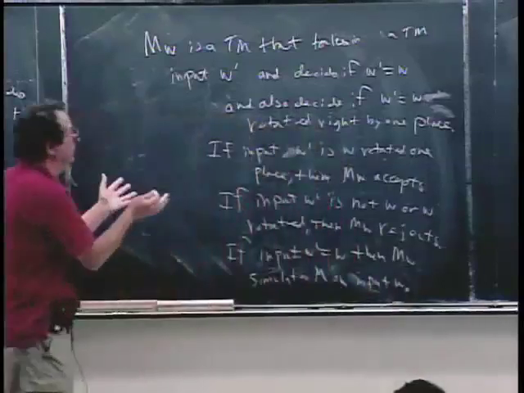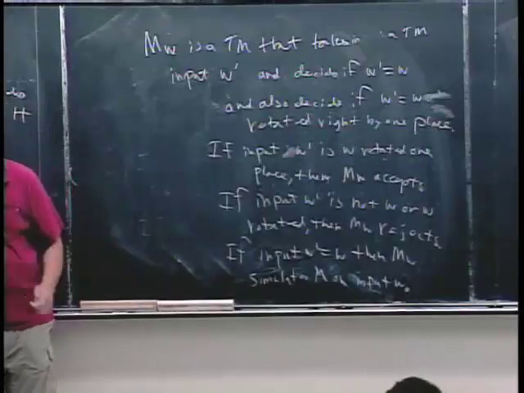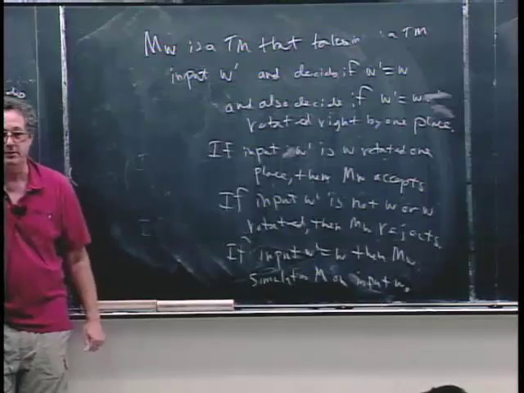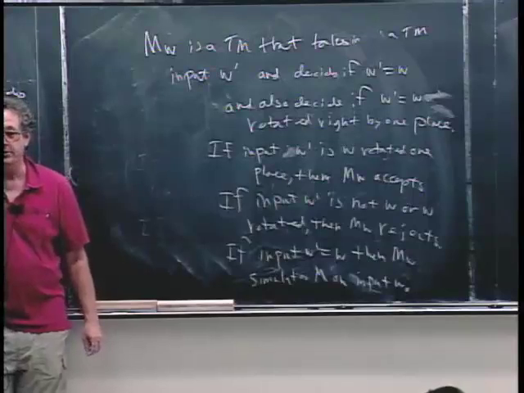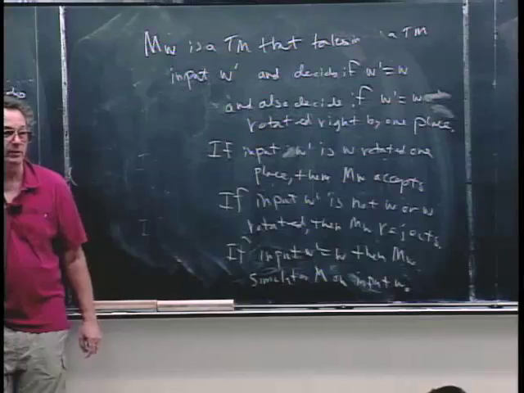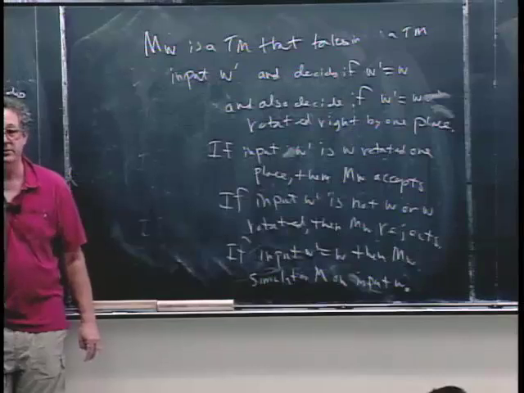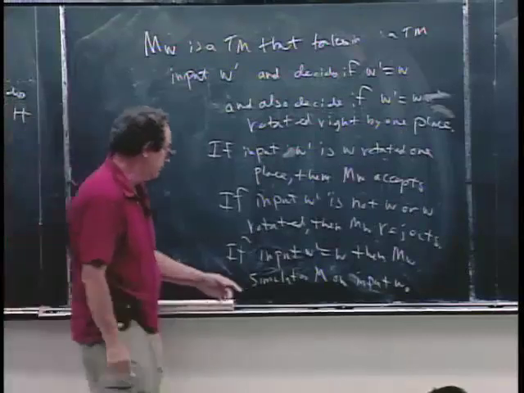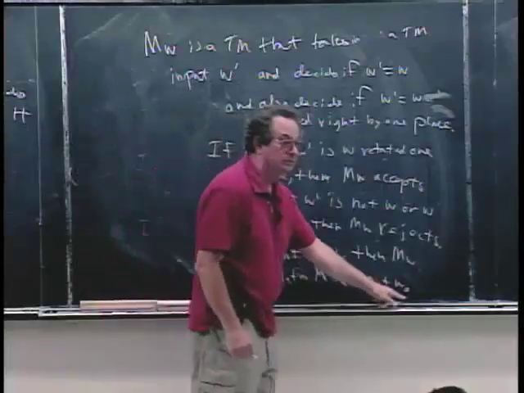So MW is a Turing machine which already has pre-knowledge of this input string W. It's built into it. And then when it's fed an input W prime, it checks whether that input W prime is W or W circulated, or something neither W nor W circulated. If it's neither, it just immediately rejects. But if it's W circulated by 1, it immediately accepts. But if it's W, then what it does is it simulates M on input W.